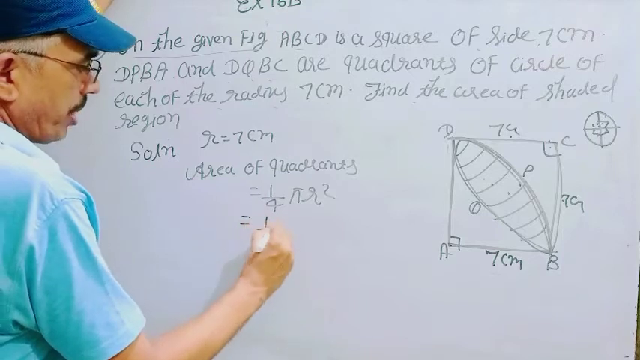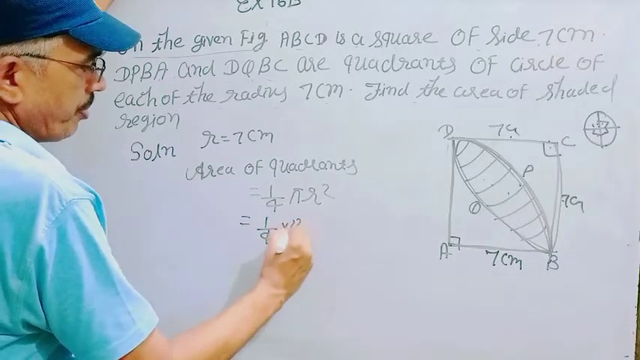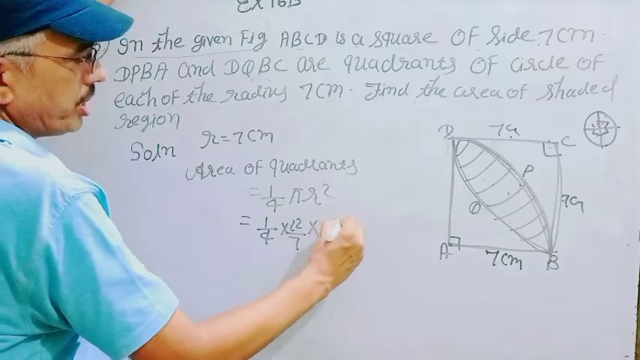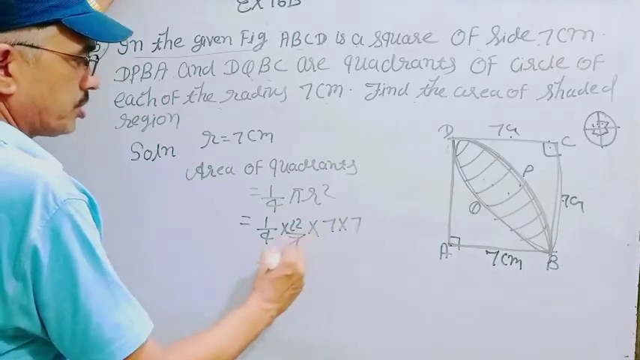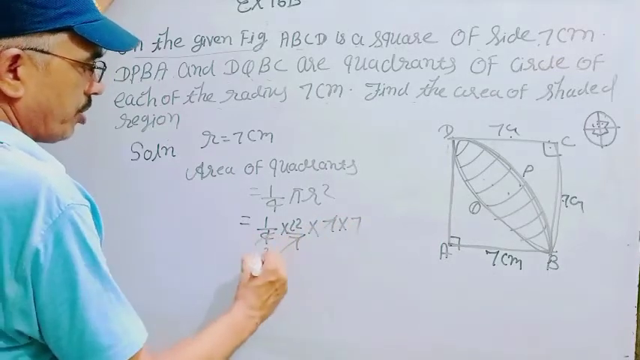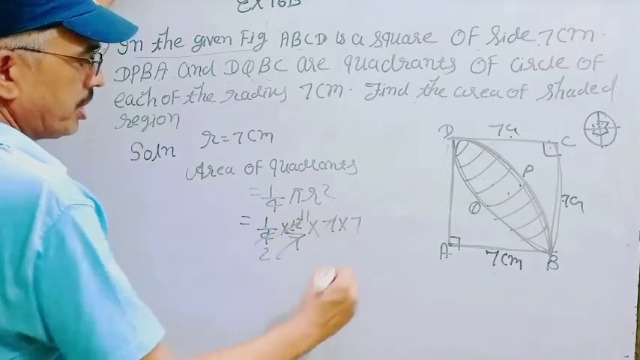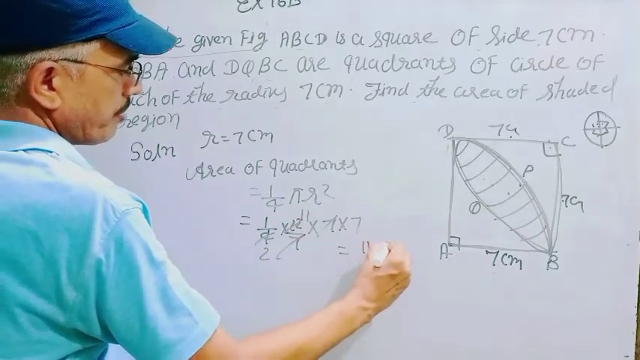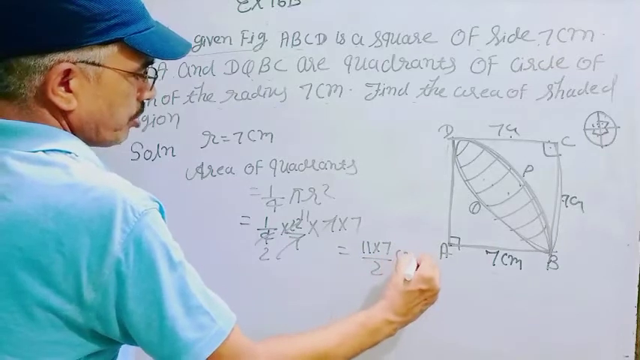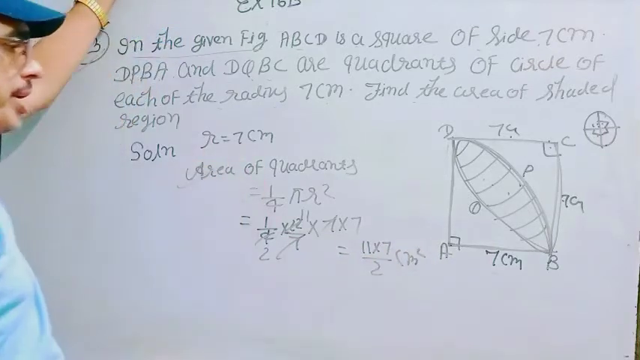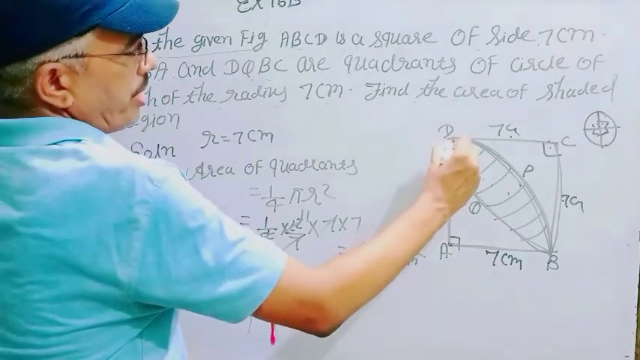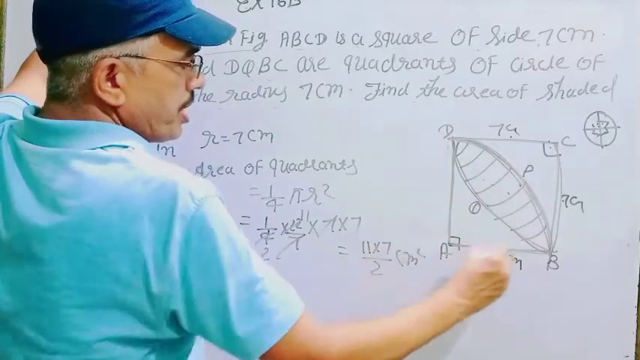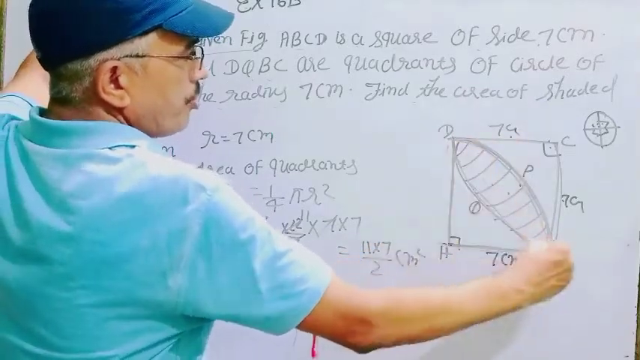Right here 1/4, 22/7, and r square, that is 7 into 7. So this 7 is cancelled and 2 ja, this is 11, then 11 into 7/2 cm square, it is the area of the quadrant. But there are two quadrants, one is DPBA, another is DQBC.